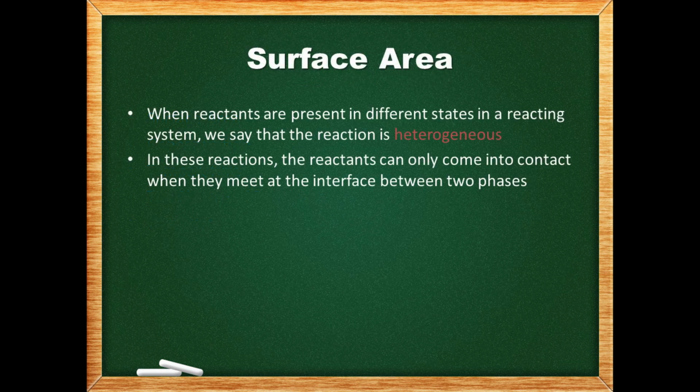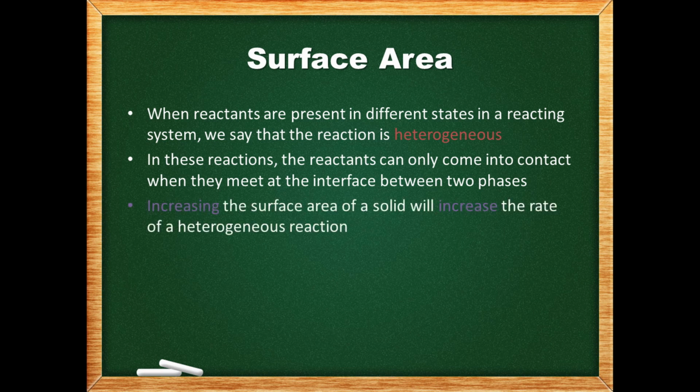When reactants are present in different states in a reacting system, we say that the reaction is heterogeneous. In these reactions, the reactants can only come into contact when they meet at the interface between 2 phases. Increasing the surface area of a solid will allow the reactants to come into contact more often, and thus increase the rate of a heterogeneous reaction.